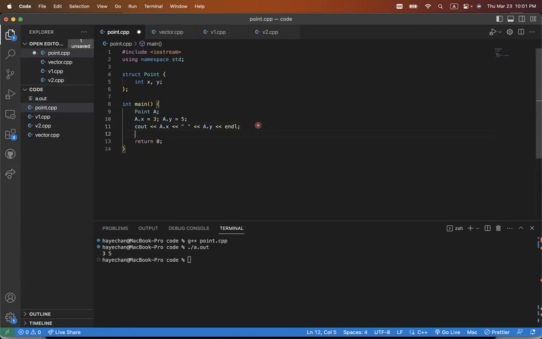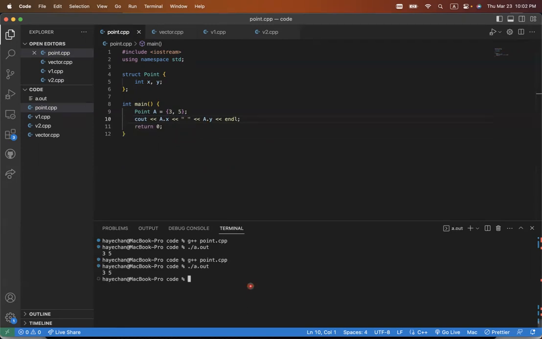And you can declare point B, and you can set that to -10 and 5. It would do the same thing. In fact, let's do that. Let's do 3 and 5. Okay, let's see if it prints the same thing. Okay, so that's another way to initialize a point, a struct like that.